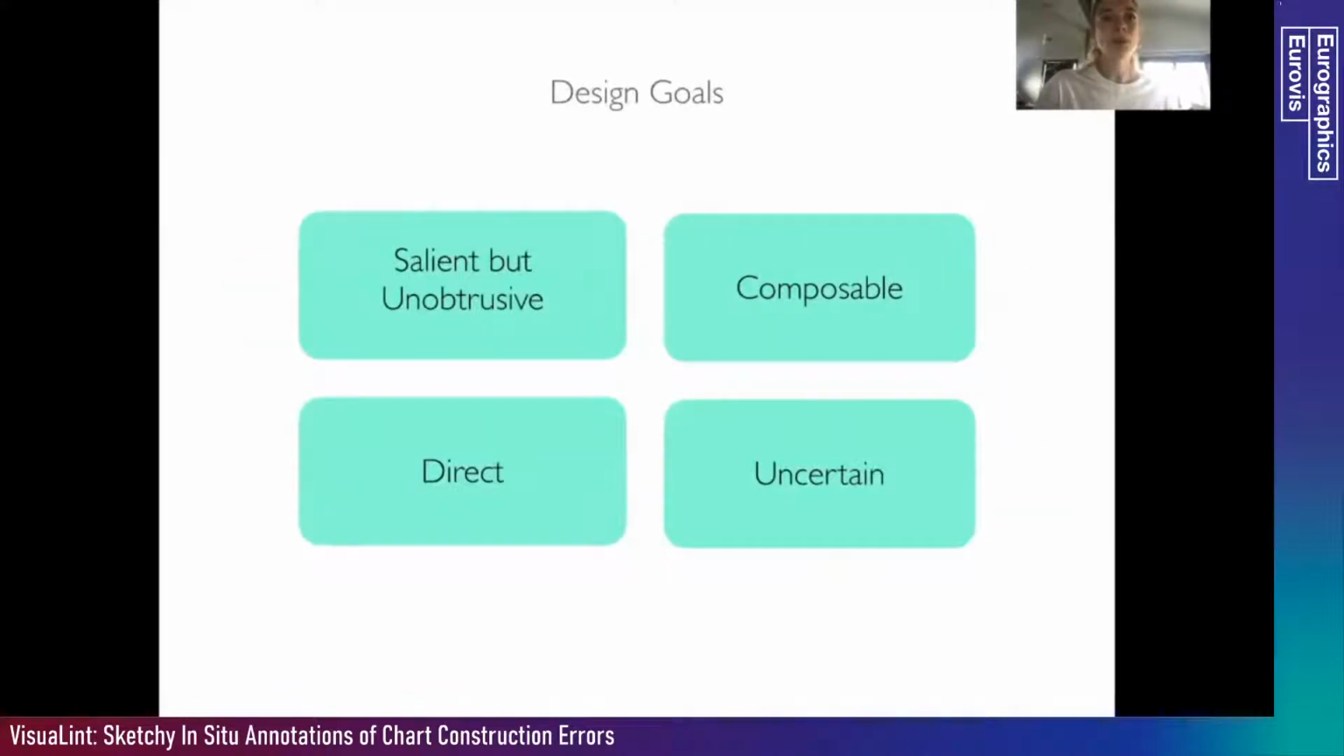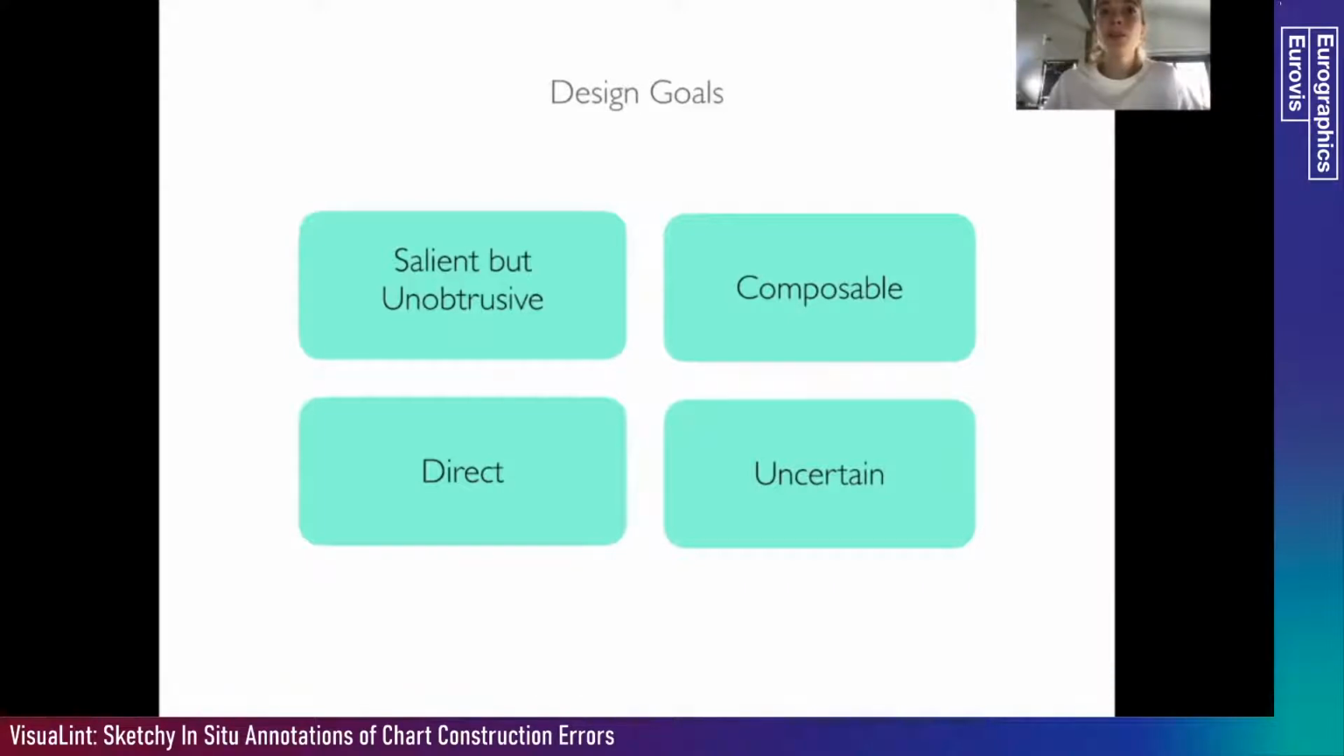Our 4 goals were as follows: salient but unobtrusive. Instances of error expression must be immediately apparent to readers, but they shouldn't interfere with reading the visualization. Direct, rather than listing errors in a secondary view, akin to many code linting tools. User feedback preferred aligning chart elements with error expression.